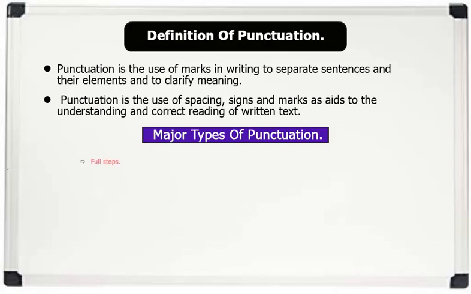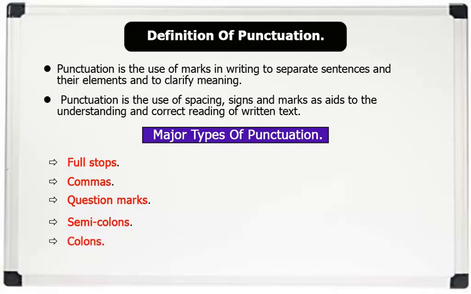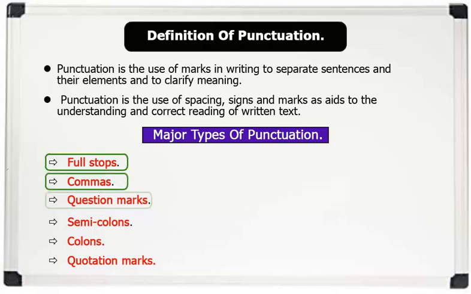Major types of punctuation: 1. Full stops. 2. Commas. 3. Question marks. 4. Semicolons. 5. Colons. 6. Quotation marks. For this lesson, we will focus on these three: 1. Full stops. 2. Commas. 3. Question marks. Let's go over to full stops.